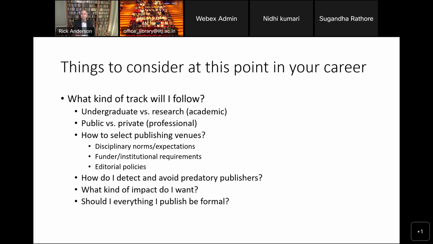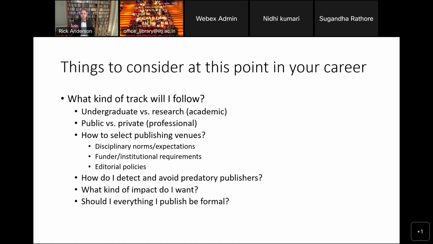Eventually, you'll probably find yourself needing to select places to submit your work. As you are getting ready to do that, you're going to need to be asking yourself questions about, what are the norms of my discipline? What do my colleagues expect to see me do? And how are they going to evaluate me when the time comes for me to go up for tenure or to go up for promotion in my company?